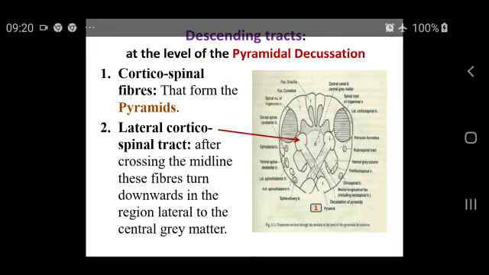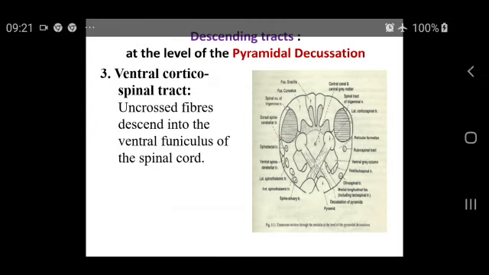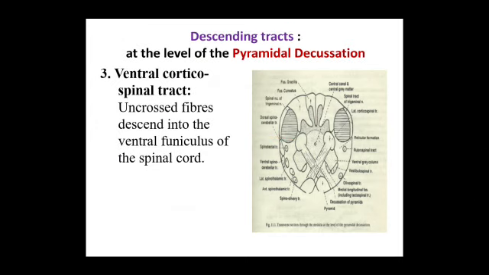Now coming to the descending tracts at the level of pyramidal decussation. A very important tract we are going to see is the corticospinal tract, which forms from the pyramids. The lateral corticospinal tract, after crossing the midline, these fibers turn downwards into the region lateral to the central grey matter. The third tract which you are going to see is the ventral corticospinal tract. These are the uncrossed fibers which descend into the ventral funiculus of the spinal cord.